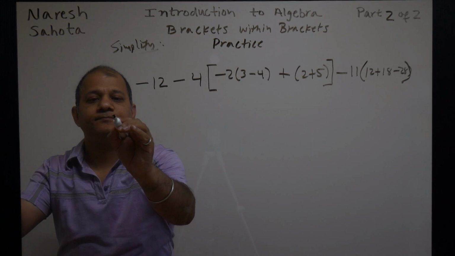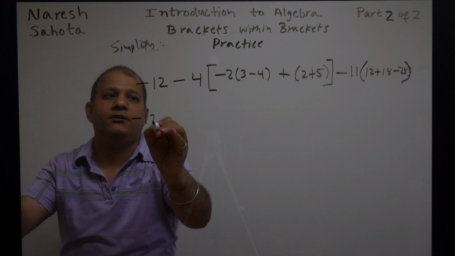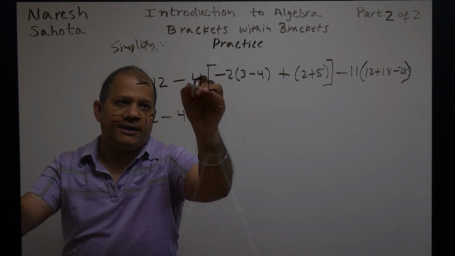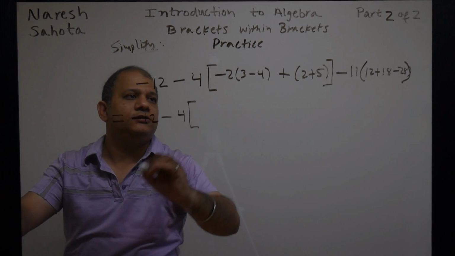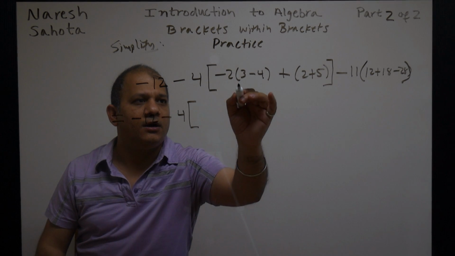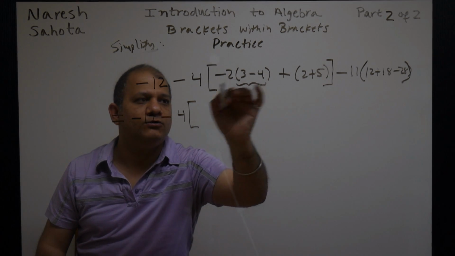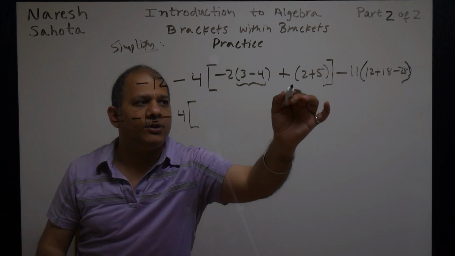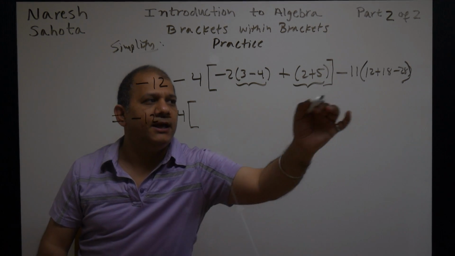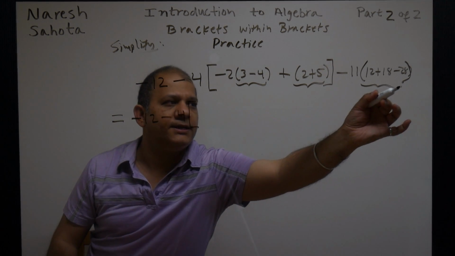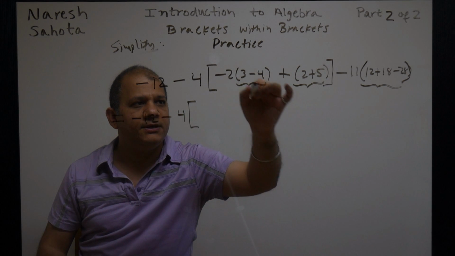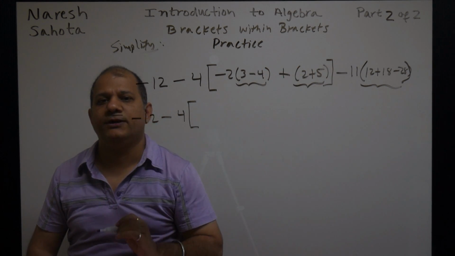Equals, copy the minus 12, copy the factor of negative 4. So now let's work our way from the inside out. We want to deal with this bracket, we want to deal with this bracket, and then we want to deal with this bracket. So at this first step, these are the 3 brackets we want to deal with.